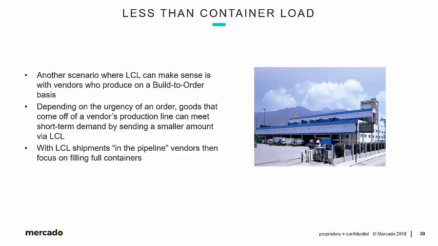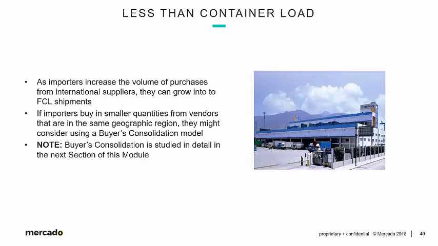Goods come off the production line, because they're in a build-to-order basis, they're good to go. Take a portion of that, 2, 3, 4, 5 cubic meters, however many units are needed, set up an LCL shipment, get it out the door, and then continue with the big production run. Which is to say, in our last bullet, with LCL shipments in the pipeline, vendors then focus on filling full containers. That is pretty common too, and an option to air freight depending on the urgency of the need for the goods. Last slide in this section.